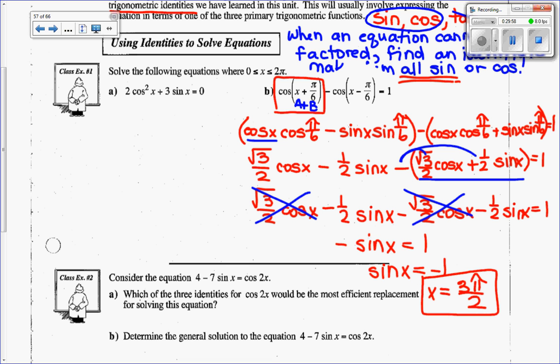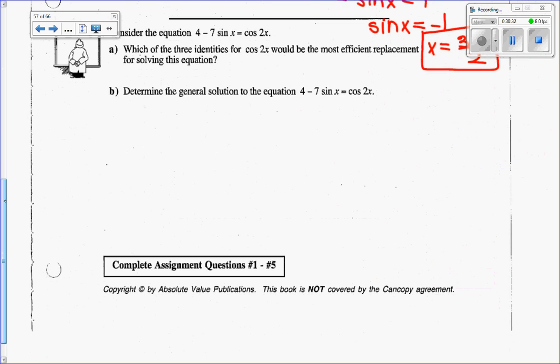With these equations, you just factor them if you can. If you cannot factor it, then find an identity to make them all sines or all coses so that you can deal with it. Then you just use regular algebra to continue solving for x. And then use what you know. Use your unit circle to help you find the value of x. We're going to try one more, and then I think that would be enough of an introduction to this for you.